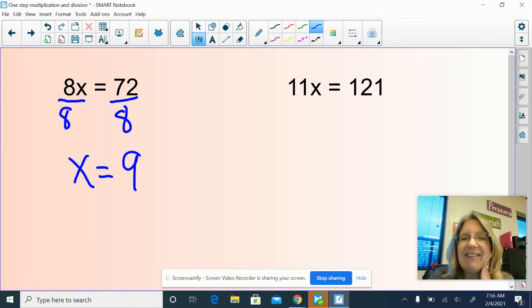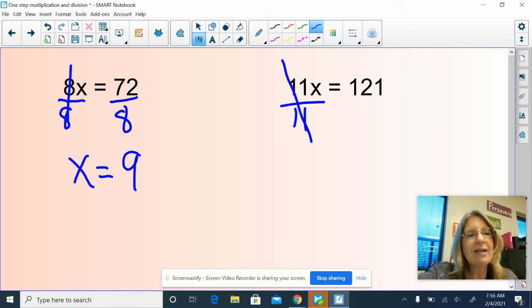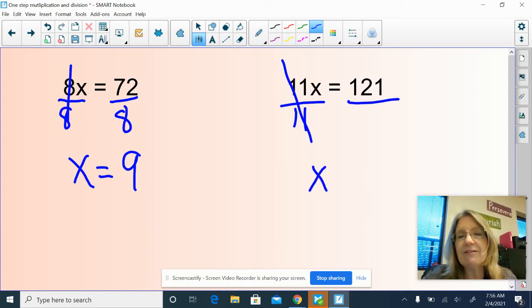Next one, 11 times something is 121. So divide by 11. 11 divided by, oh, I forgot to cross those. 11 divided by 11 is 1x. If I divide 11 on the left, I have to divide 11 on the right. 121 divided by 11 is 11. Love that pattern. Look at that.